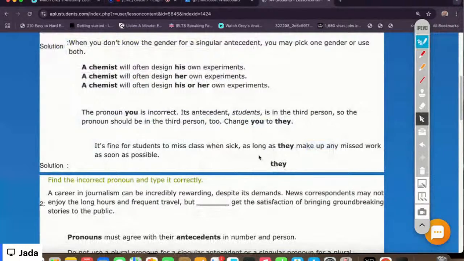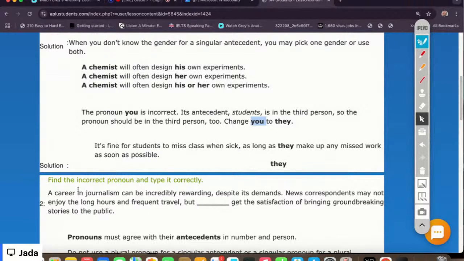So you'd have they. So the pronoun you is incorrect. You cannot use you there because it is incorrect. Its antecedent is students and it's in the third person. So the pronoun should be in the third person too. So you change you to they. So if you're having first person, it's going to be first person all through. You cannot have first person and then use third person with it. So if it's a first person antecedent, you would have a first person pronoun as well.